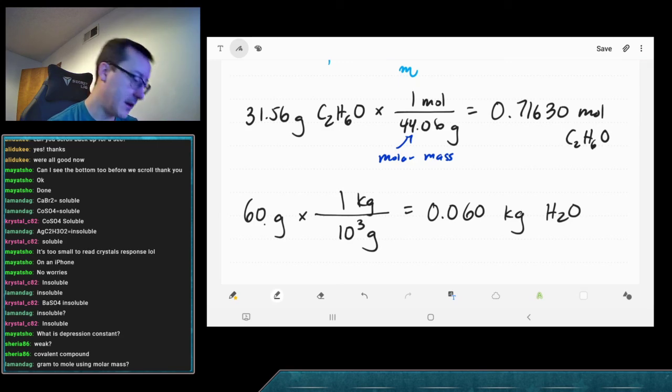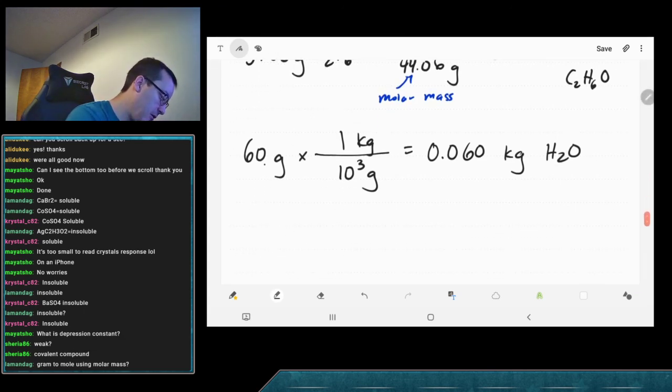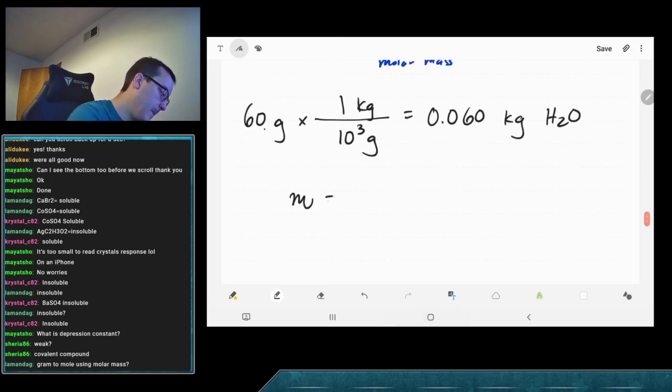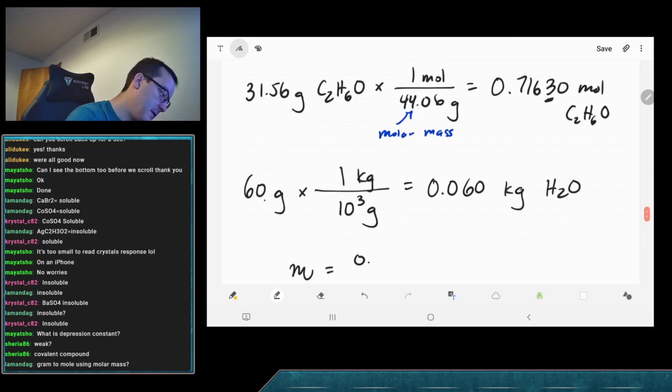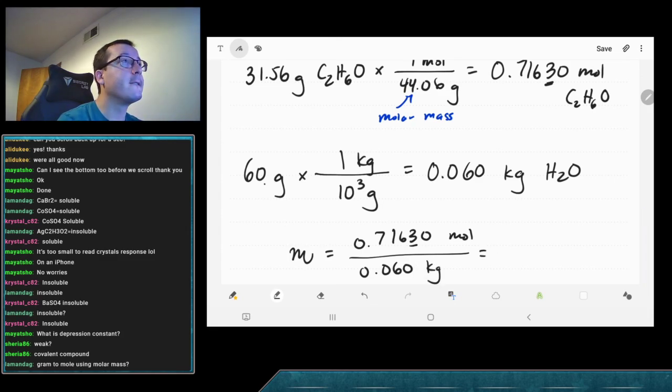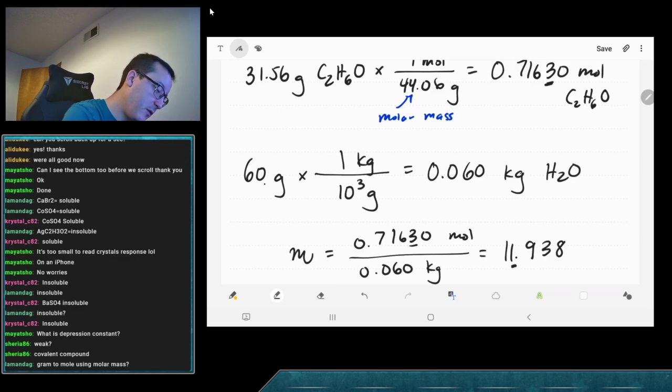All right, now that we have these, let's go ahead and do our calculation. Oh, we forgot sig figs for this one. Looks like we have 4 sig figs. So 0.71630 moles over 0.060 kilograms. Let's do that. We get 11.938, and we need roughly 2 sig figs. The unit is squiggly m, or you could leave it as moles per kilogram, that's okay.